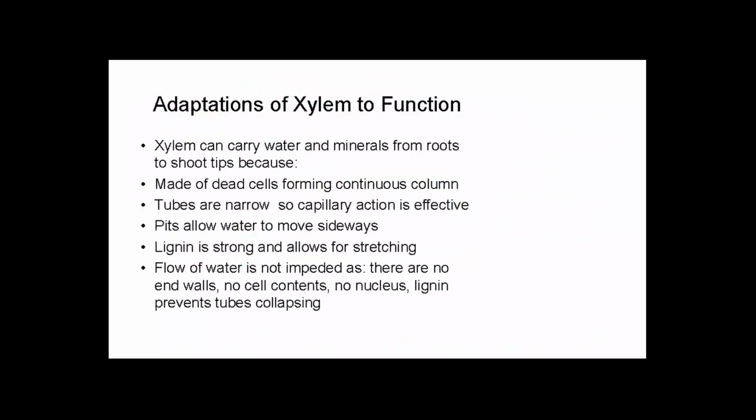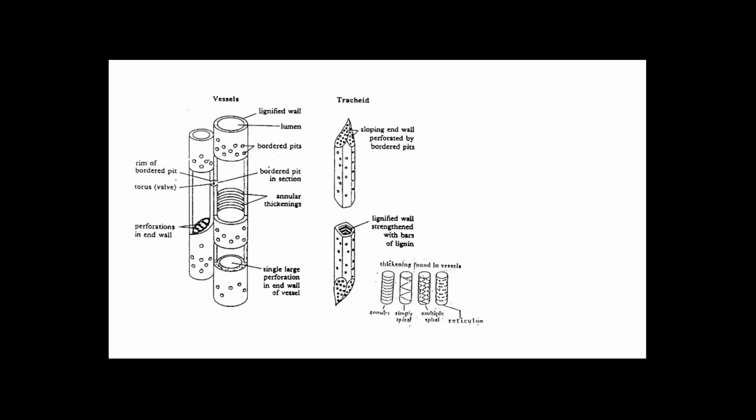So adaptations of the xylem can carry water and minerals from roots to the shoot tips because they're made of dead cells, forming a continuous column. There's no breaks or barriers. It's just one continuous hollow tube. The tubes are narrow, so capillary action is effective. And pits allow water to move sideways. The lignin is strong and allows for stretching. And flow of water is not impeded as there are no end cells, no cell contents, no nucleus, and lignin prevents the tubes from collapsing.